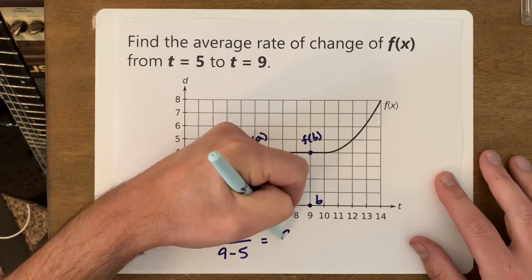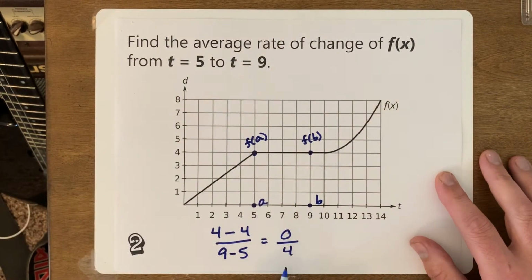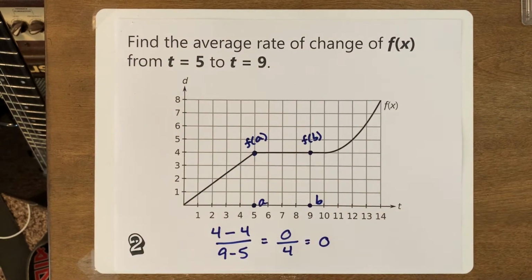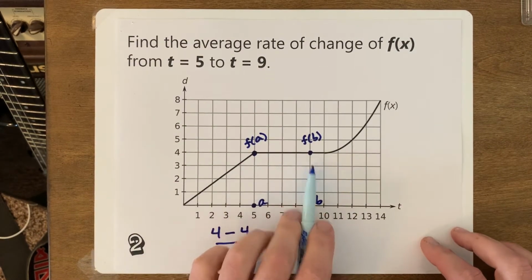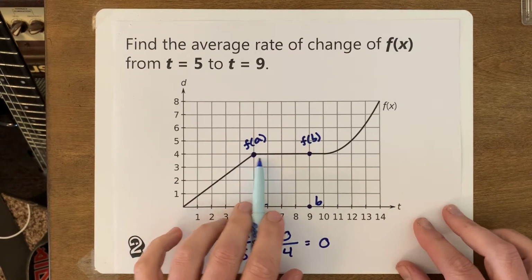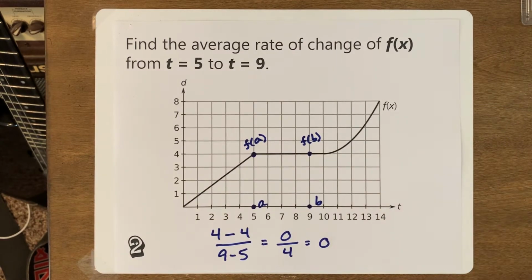4 minus 4 is 0. 9 take away 5 is 4. But 0 divided by 4 is equal to 0. And so what that tells me is the average rate of change from here to here is 0. It's not changing at all. And that's definitely true because whenever the graph is flat horizontally, then you have a 0 rate of change. It didn't change at all. So that makes perfect sense.